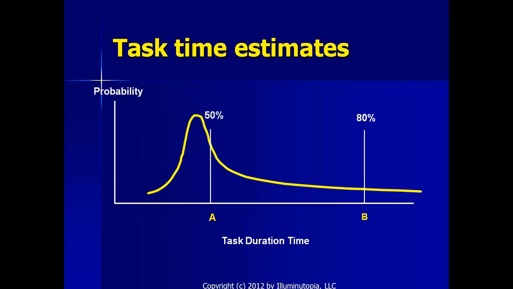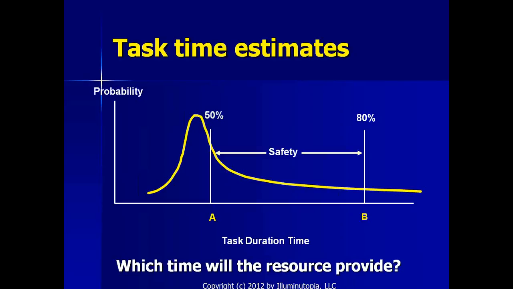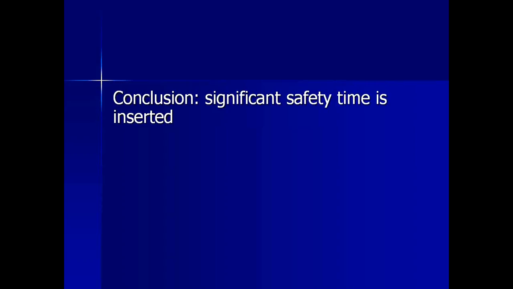Of course, you're going to give time B. And look at how much safety is inserted here. It's a huge amount of time, because the distribution has a long tail. There's a low probability that it will be a very long time to do the task, but it is still possible. And when you know that your performance is being measured based on that, then you're going to insert a huge amount of safety in the task. So the conclusion is significant safety time is inserted.